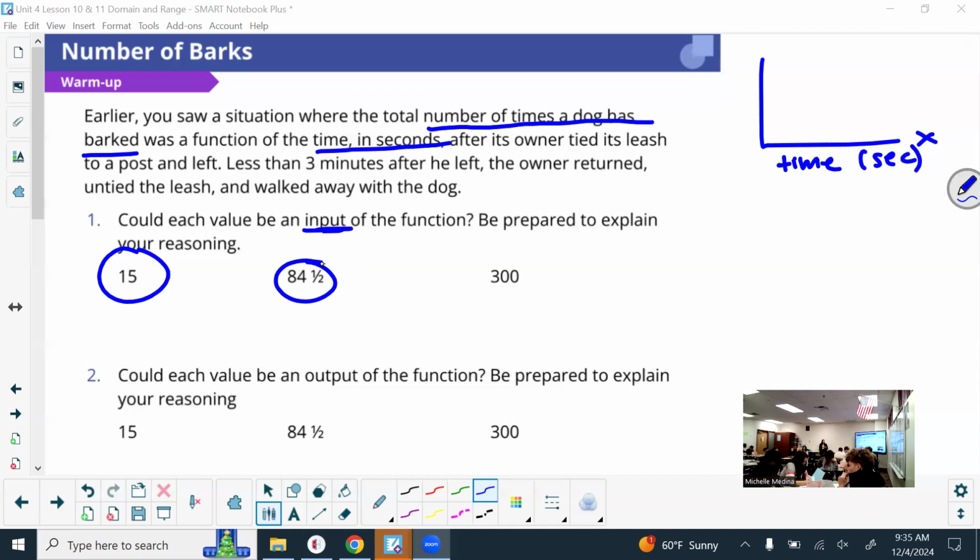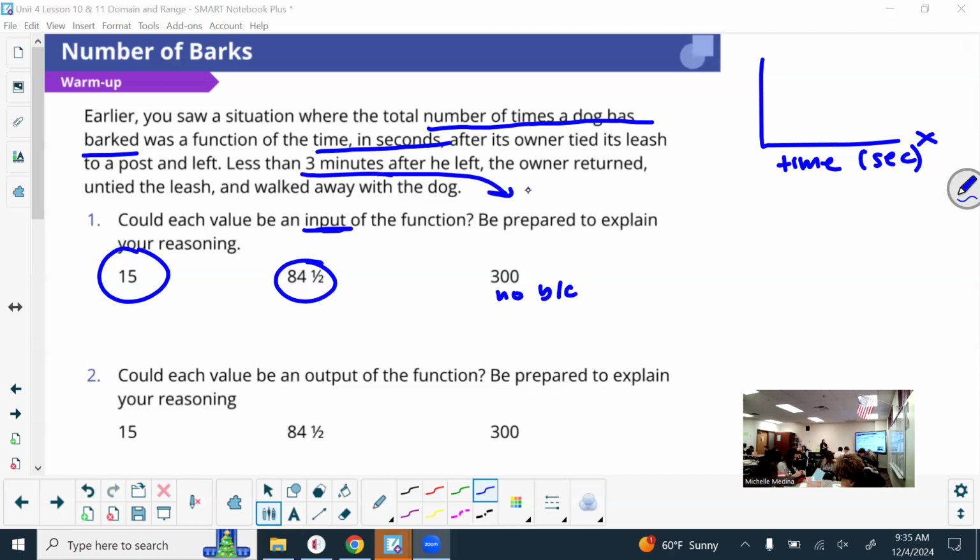Table 2, can 300 be a possible amount of seconds in this situation? Why not? Good. So 3 minutes. I mean, is it possible to have 300 seconds ever? Yes, but 3 minutes is when the time stopped, because it only measured how many times the dog barked while the owner was gone. At 3 minutes, the owner returns. How many seconds are in 3 minutes?